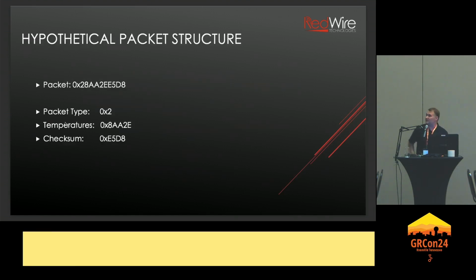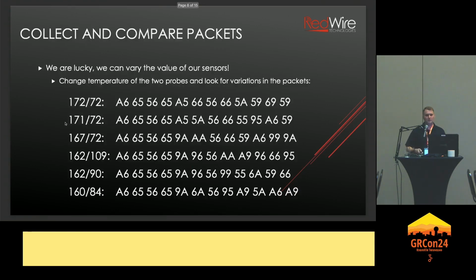So, as I mentioned before, the thing to do would be to vary, in this case, the temperature, or in some ways the sensor state, so that you can see what kind of changes that produces in the packet. In my case, the numbers you can see on the left are the temperatures of the two temperature probes in Fahrenheit, and then the resulting packets.